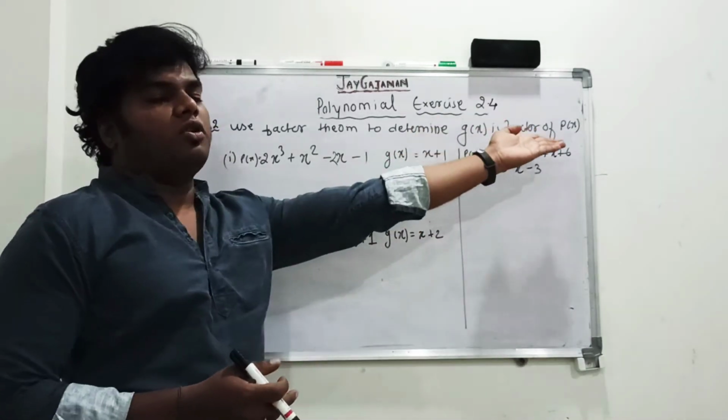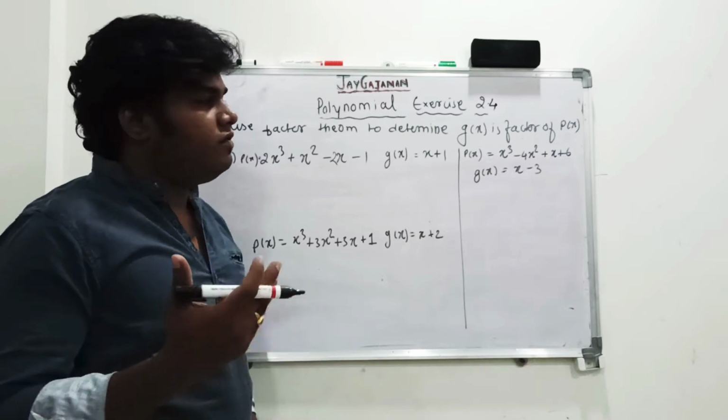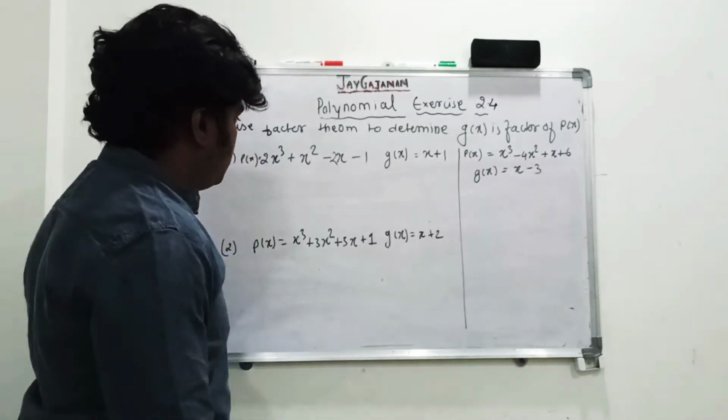g of x ये p of x का factor है कि नहीं ये बताना है. तो ये कब होगा? When will this happen? Only when we get the remainder 0. That is it. So let us start.